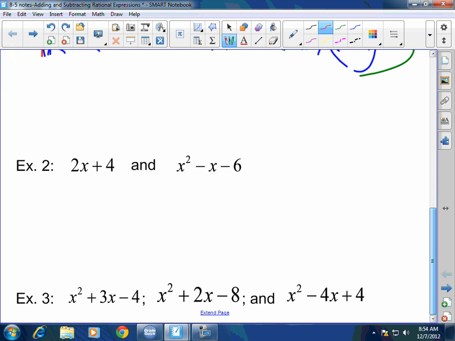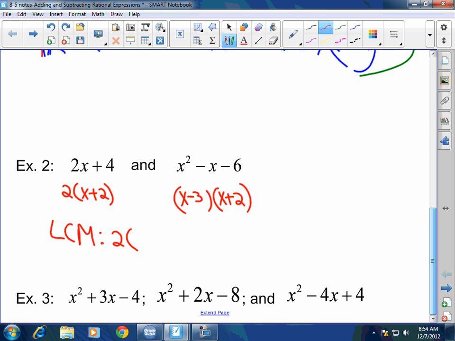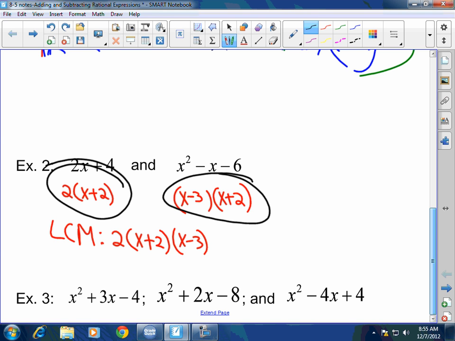Just find the LCM. First of all, factor each of these. So this is x plus 2, and this is going to be x minus 3 and x plus 2. Does everyone see that? So what would my LCM be? 2 times x plus 2 times x minus 3. Very good. Just for giggles, what do I have to multiply to this to make it look like the LCM? An x minus 3. And what do I need to multiply to this to make it look like the LCM? A 2. You see where we're going with this?